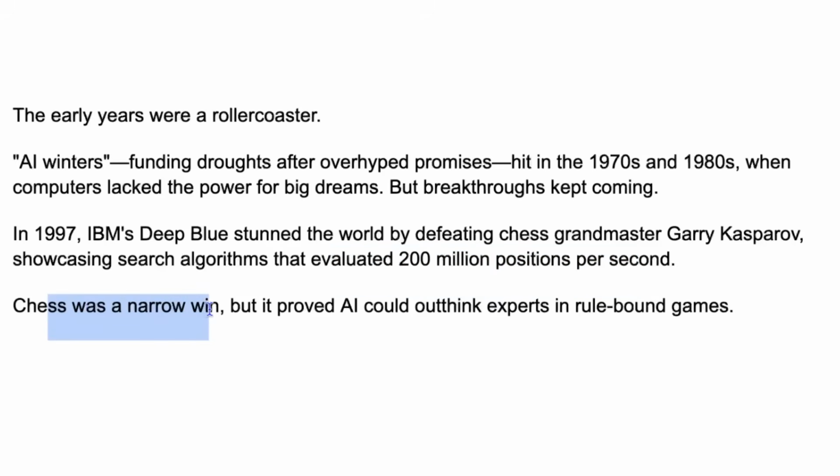And chess was a very small win in relation to everything that was going on, but it proved AI could outthink experts in rule-bound games, right? Because there are patterns. If it has all of the patterns inside of its database, based on the moves that you have made, it can start to make its own decisions because it can predict what you're going to do, right?